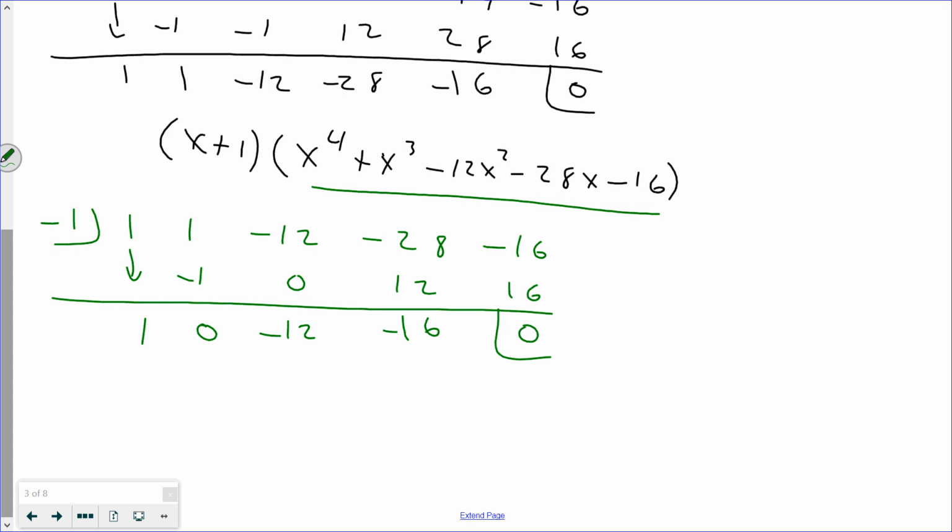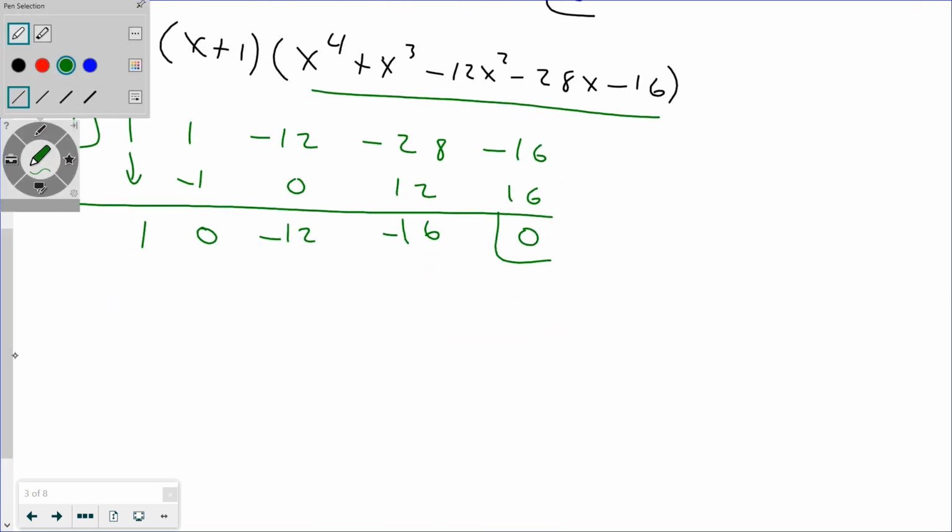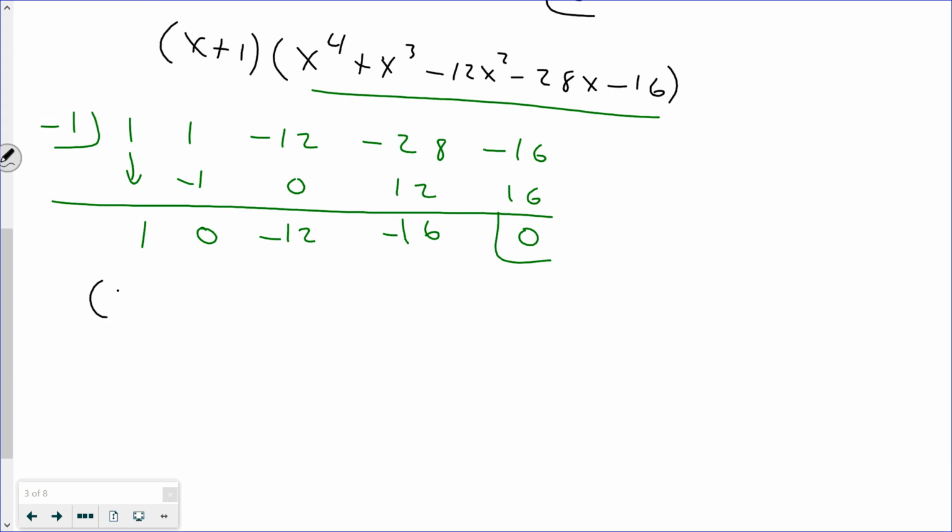So what I have so far is the x plus 1 from the beginning. I have the original x plus 1 that we first did synthetic division with. I have this new x plus 1 now. And I have this remainder of x cubed minus 12x minus 16. Everyone with me so far, okay?